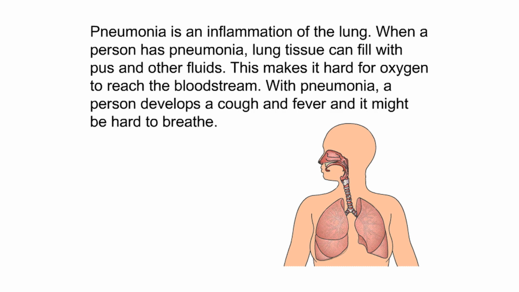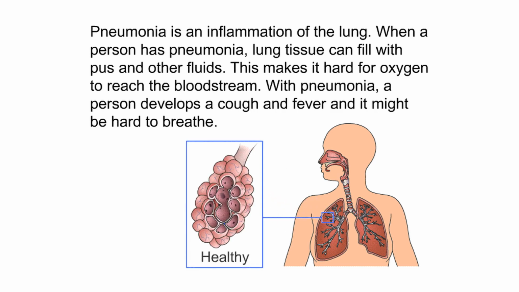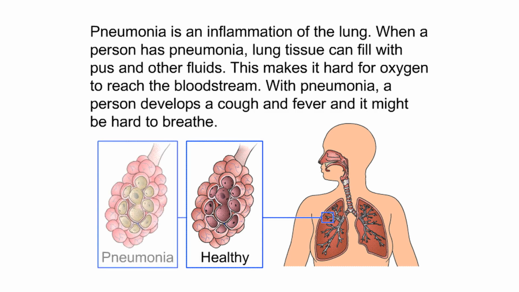Pneumonia is an inflammation of the lung. When a person has pneumonia, lung tissue can fill with pus and other fluids. This makes it hard for oxygen to reach the bloodstream. With pneumonia, a person develops a cough and fever, and it might be hard to breathe.